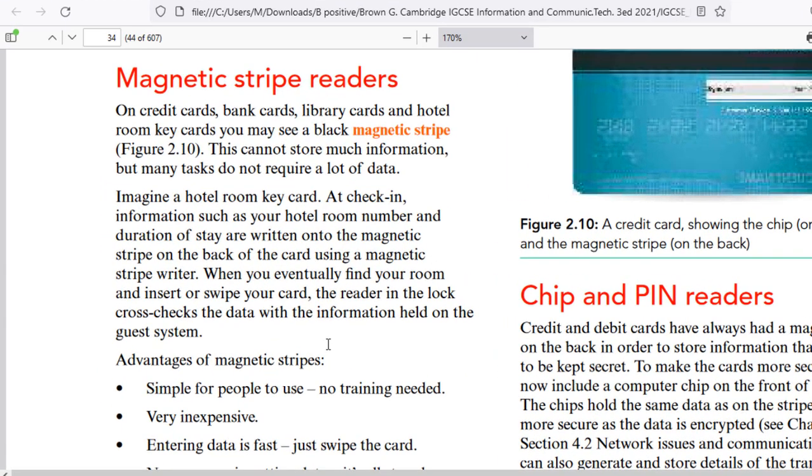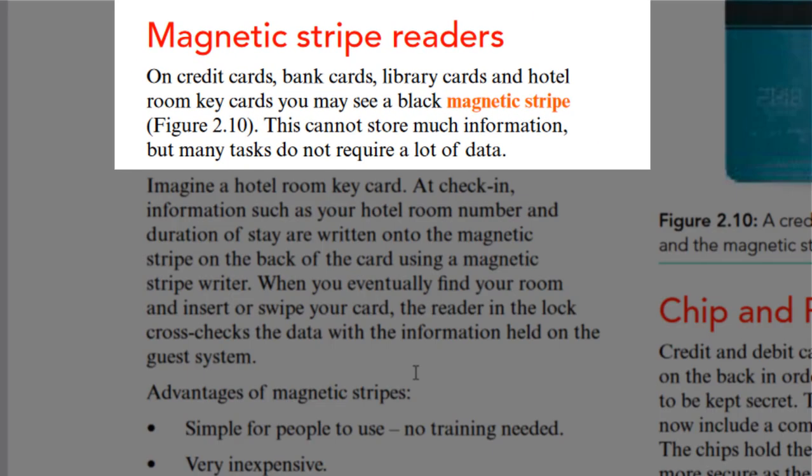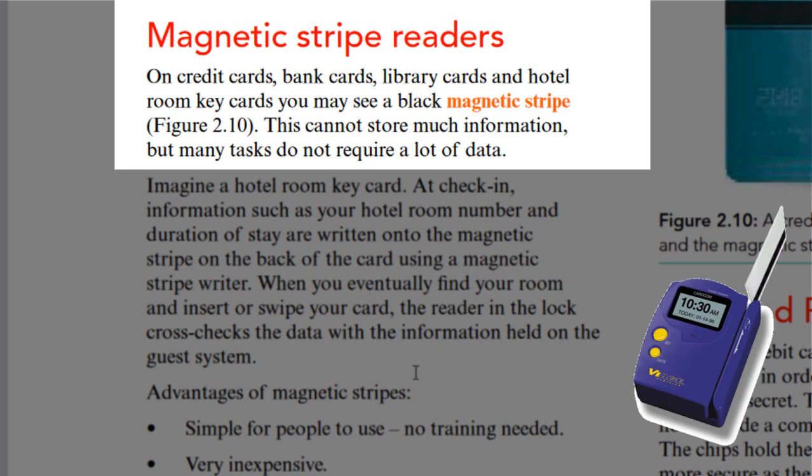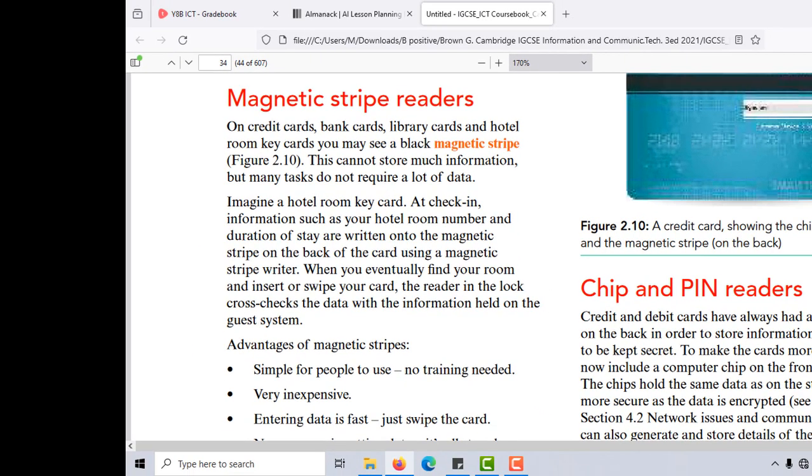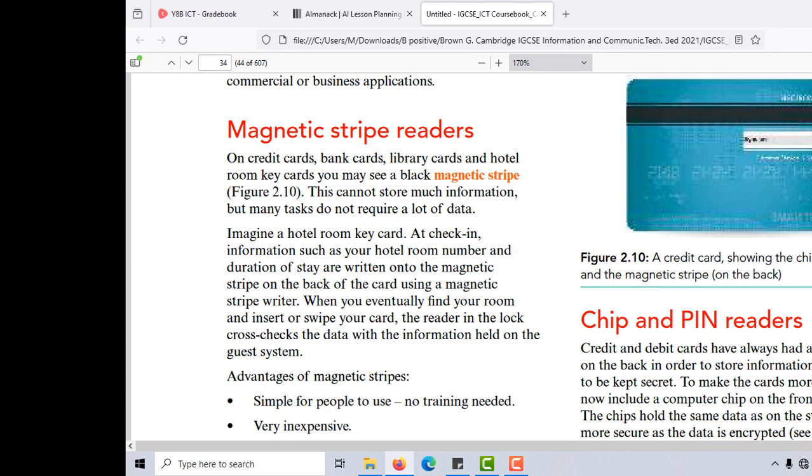Magnetic stripe readers are used with credit cards, bank cards, library cards, and hotel room key cards. You may see a blank magnetic stripe, as you can see over here on the right hand side. This cannot store much information, but many tasks do not require a lot of data. For example, it has a serial number that gets recognized by the lock, and the minute you get it close to it or swipe it, the door opens.